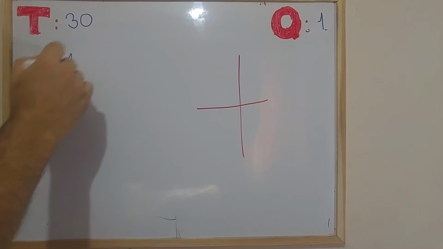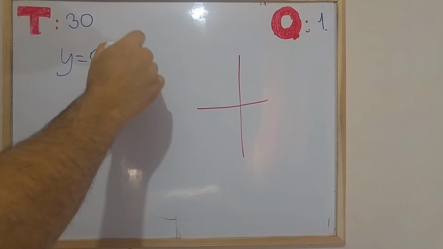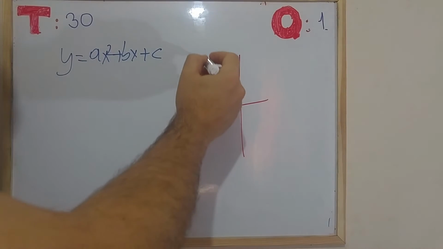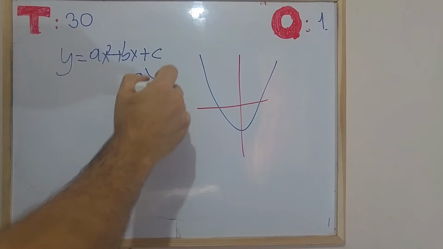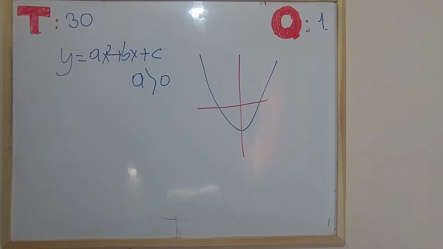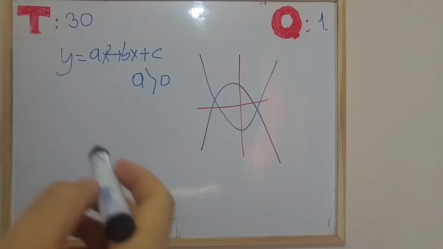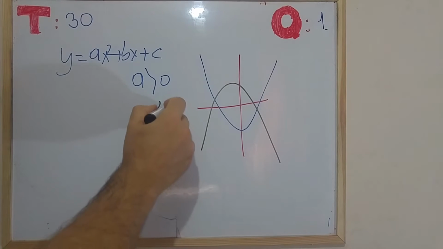Let's have the graph of this function y is equal to ax squared plus bx plus c. If we want this function to open the arms up, then a must be greater than 0. The coefficient of x squared must be greater than 0. But if we want the arms to face down, then a must be less than 0.